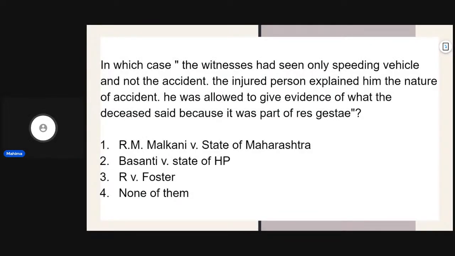Okay, again a case law based question, in which case the witnesses had seen only a speeding vehicle and not the accident. The injured person explained to him the nature of the accident. He was allowed to give evidence of what the deceased said because it was a part of res gestae. RM Malkani versus State of Maharashtra, Basanti versus State of Himachal Pradesh, R versus Foster, none of them. Okay guys, so कभी कभी फैक्ट्स भी पूछ लेते हैं, सिर्फ हेल्ड नहीं पूछते हैं.